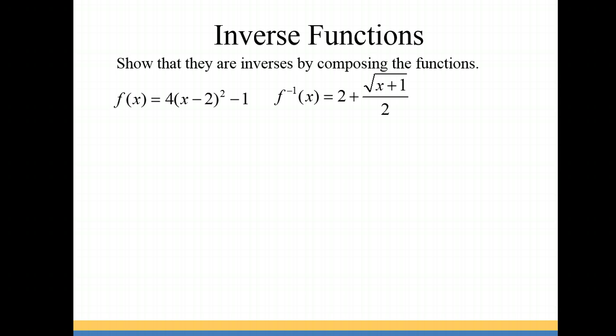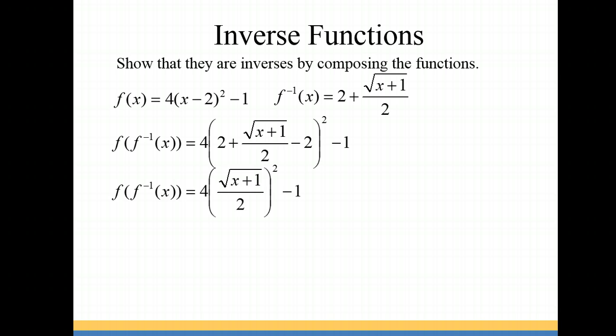So if they are inverses of each other, I can show that by composing them. So I'm going to take the inverse function and put it into the f of x function. So I have 2 plus the radical x plus 1 over 2, and then minus 2, and that whole thing is going to be squared. That's going to be multiplied by 4, and then I'm going to subtract 1. So notice that in the parentheses the 2's cancel out.